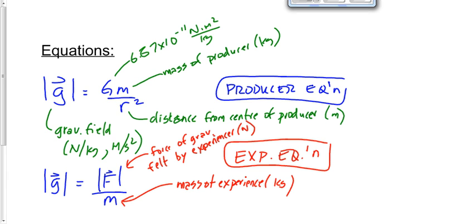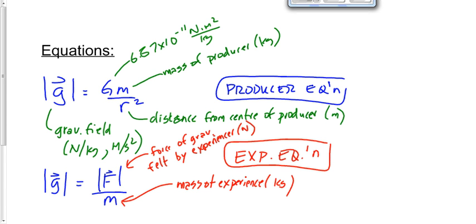So here's the rule of thumb. If you have information about what causes the field, then you should use the first equation. If you have information about whatever it is that experiences the field, then you should use the second equation. If you have information about both what produces the field and what experiences the field, you can use whichever one you want, because you should get the same answer.